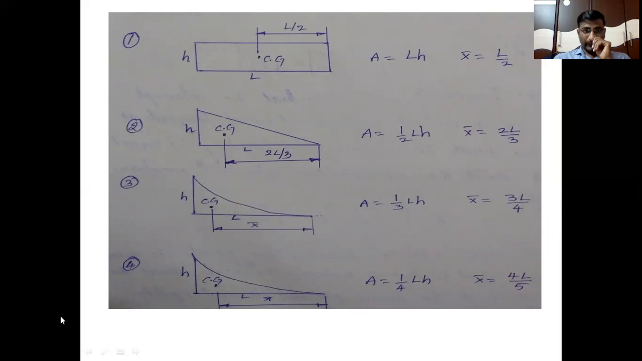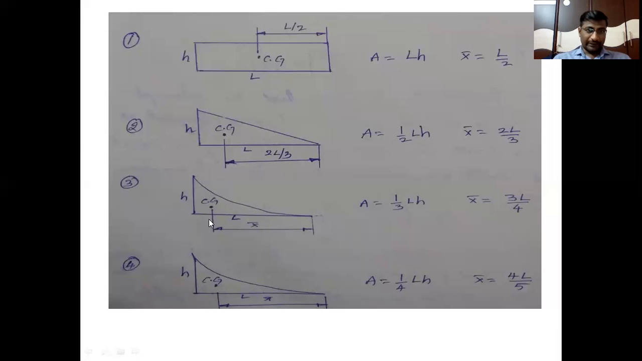For cubic parabolic curve, the area is LH by n plus 1. LH by n plus 1 means for cubic parabolic curve, n value is 3. LH by 3 plus 1, LH by 4. LH by 4 is the area of the cubic parabolic curve. And X bar, that is the center of gravity of the cubic parabolic curve from the apex, is L into n plus 1 by n plus 2. n plus 1 means 3 plus 1 by 3 plus 2, that is 4 by 5 L. X bar is 4 by 5 L for cubic parabolic curve, center of gravity from apex.